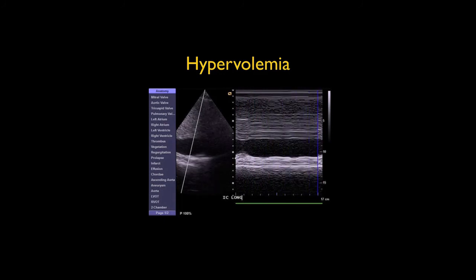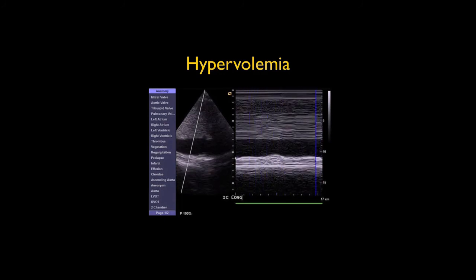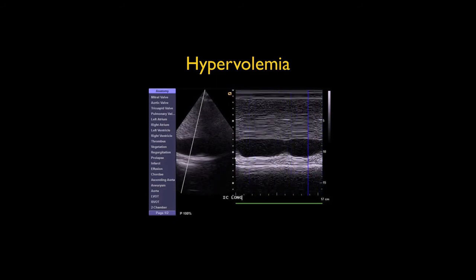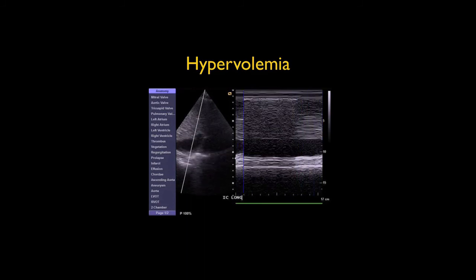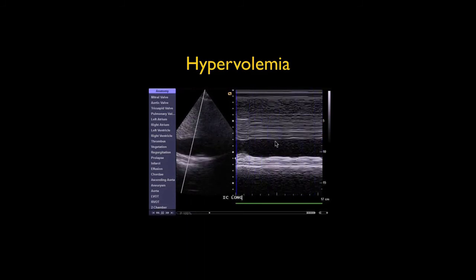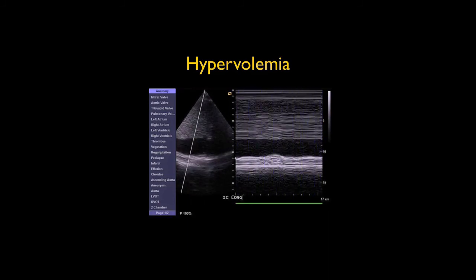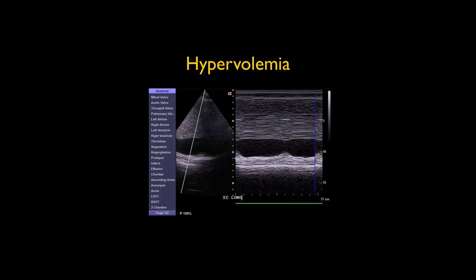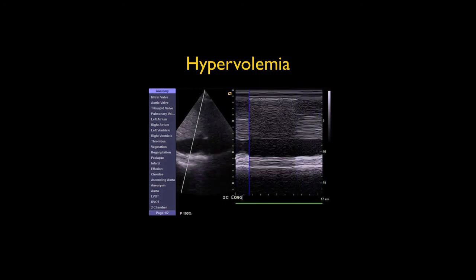Now, the hypervolemic patient will have a very large plethoric IVC that has very little change with tidal inspiration. On the M mode on this side of the screen, you can see that the IVC is over 2 centimeters, probably over 25 millimeters in diameter, and it has very little change with tidal inspiration.